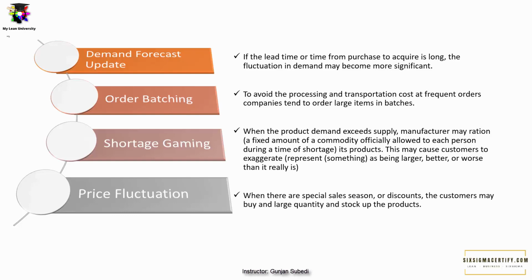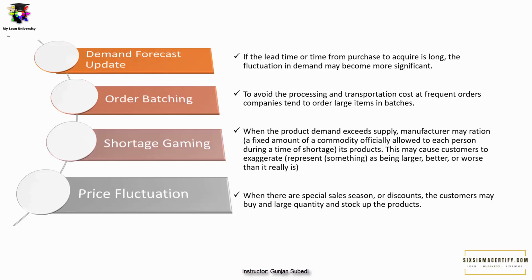And the last one is price fluctuation. When there are special sales seasons or discounts, as the company already has the products stored up, when the price returns back to normal, the customers stop buying. The buying pattern doesn't match the consumption pattern, which causes a problem of determining the demand of the product in the entire supply chain.